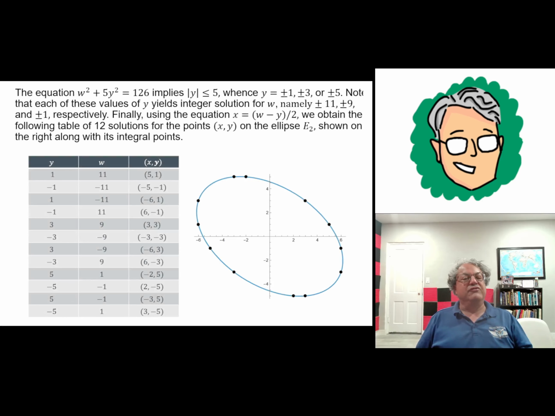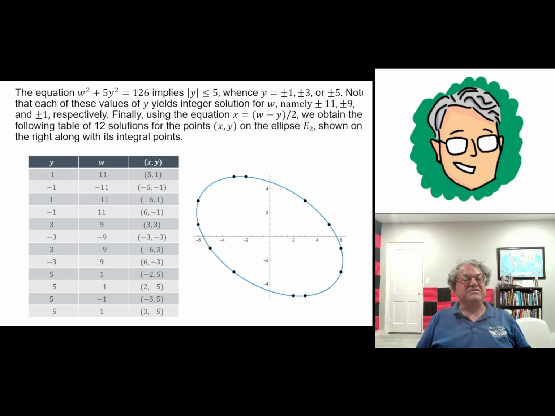We're going to first range over y because that's easier. Once y squared can be at most 126 over 5, well, that's not an integer, but the largest perfect square that's less than or equal to that is 25, which means y could be at the most 5. And we only care about the absolute value of y when we're considering this equation.